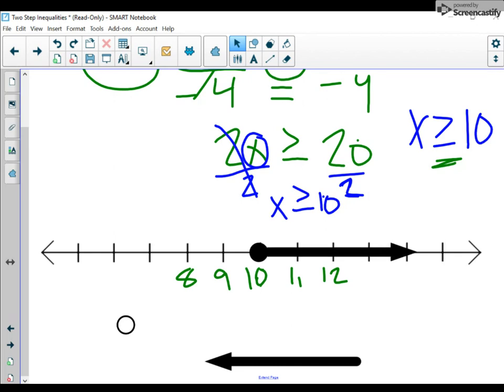We should have a closed circle because we're including 10 in the solution set. Remember, inequalities have many, many solutions because think about what is greater than 10. 12 is greater than 10. 15, 25, 150.